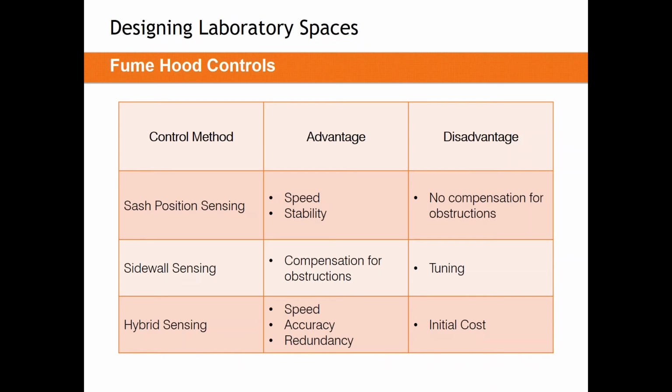So there's pros and cons to each of these different three types. Sash sensing is the fastest and it is very, very stable. However, it's open loop. So it doesn't actually know if it created the right face velocity for you, and it does not compensate for obstructions. Sidewall sensing is the opposite. It does compensate for obstruction, so it is very, very accurate.